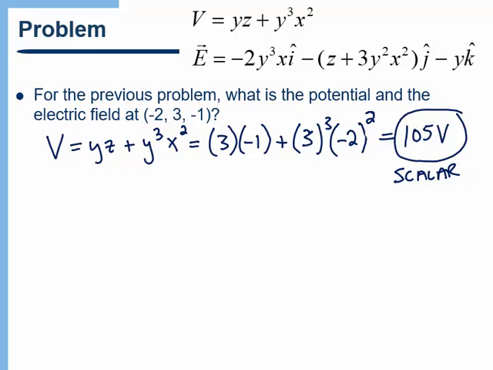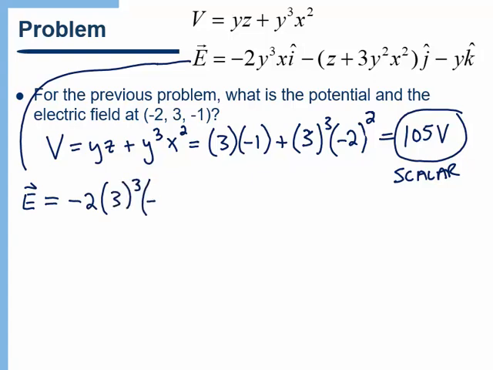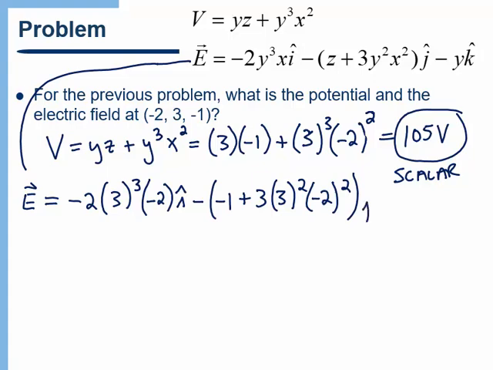Now let's look at the electric field. So I'm going to plug into this formula. I've got negative 2 times y cubed, so that's 3 cubed, times x, which is negative 2, times i, minus parentheses, I've got z, so negative 1 plus 3 times 3 squared, negative 2 squared, j, minus, and y is 3, so 3k.